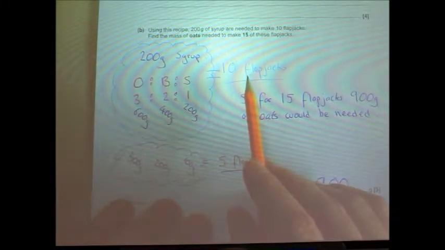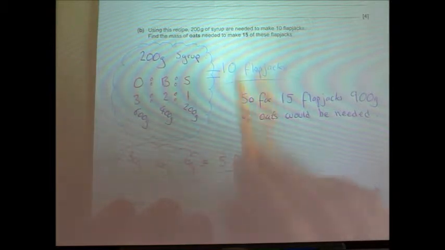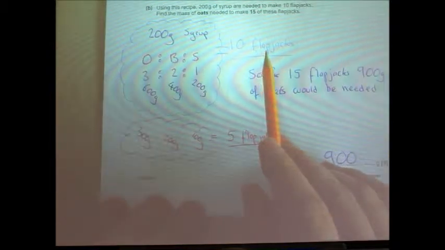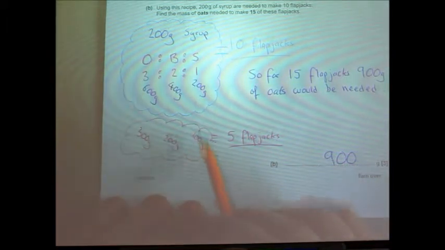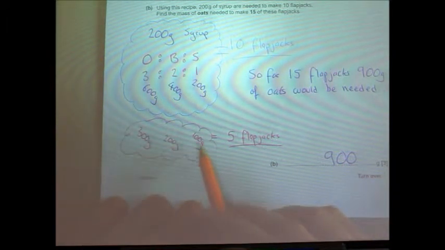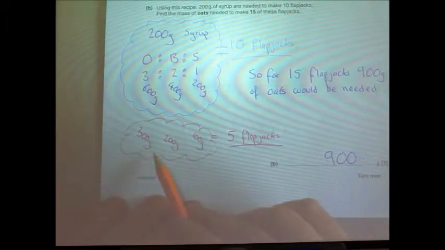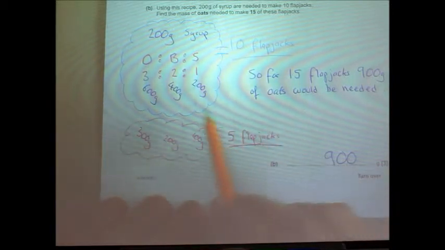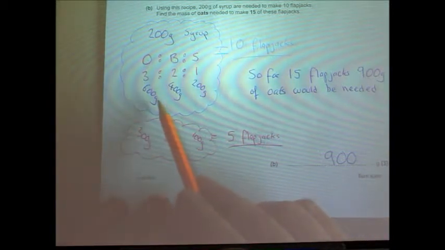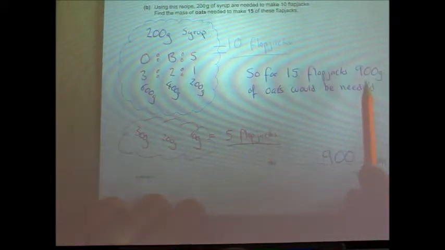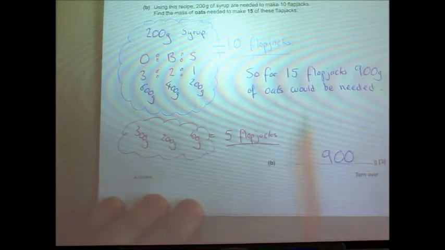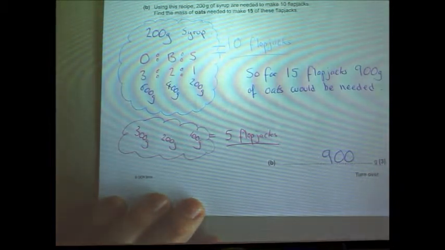Now I need to know for 15 flapjacks, so this is for 10. So to find 15, I'm going to work out the recipe for 5 flapjacks, which I've done here. You just simply half the ingredients. So for 15 flapjacks, you need 600 and 300 grams of oats, and that would be 900 grams. So for 15 flapjacks, you would need 900 grams.